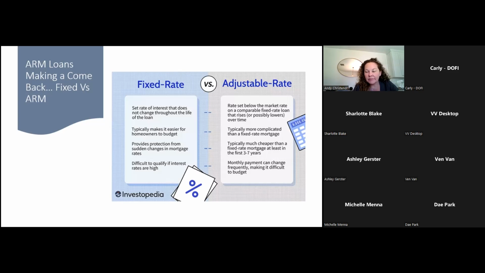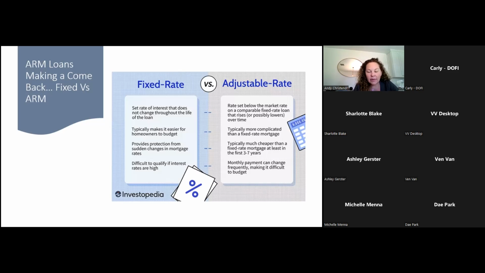So for an ARM, the rates are set below the market rate on a comparable fixed rate loan that rises over time. Typically, it's more complicated than a fixed rate mortgage. I mean, I suppose. It's fixed for a period of time, 5 years, 7 years, 10 years, whatever it is. It's fixed for that period of time. And then after that, it becomes an adjustable rate.